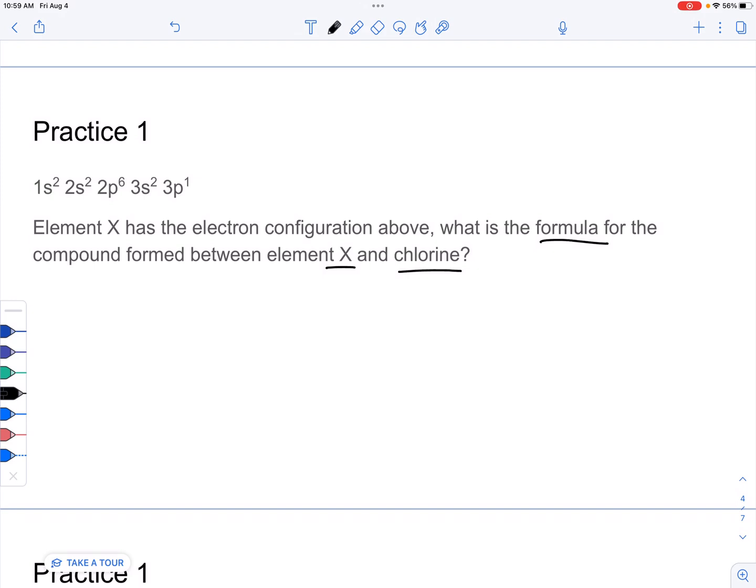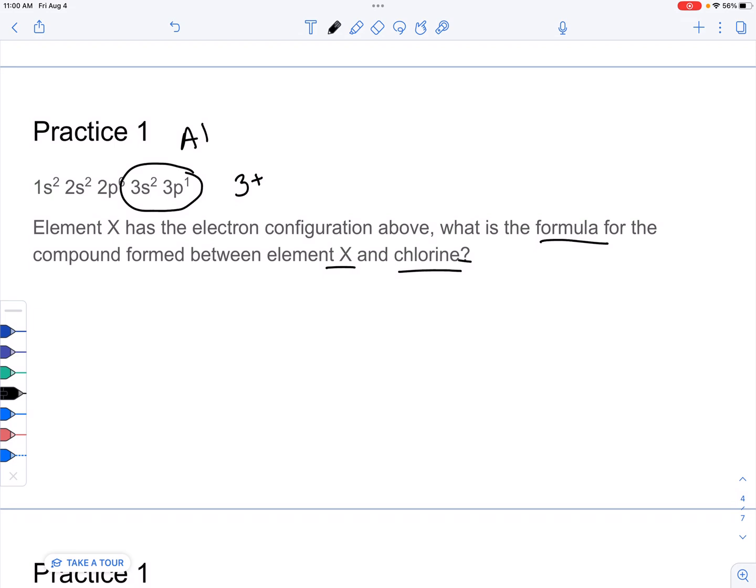First of all, you have to look at this and figure out the charge that element X is going to form. You might recognize, oh, I can look at the periodic table, this is aluminum. Okay, true. It didn't ask me to identify what the element is. I can still call it element X. What I do need to recognize is where it is on the periodic table. It has 3 valence electrons, which means this is going to form a +3 ion.